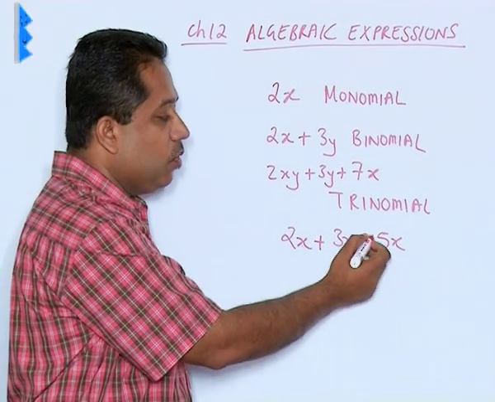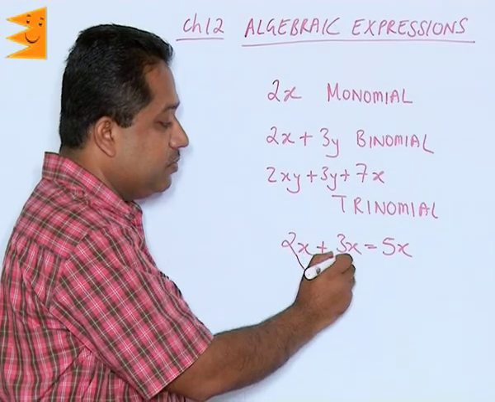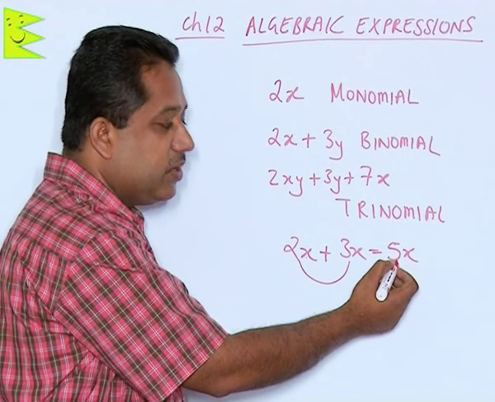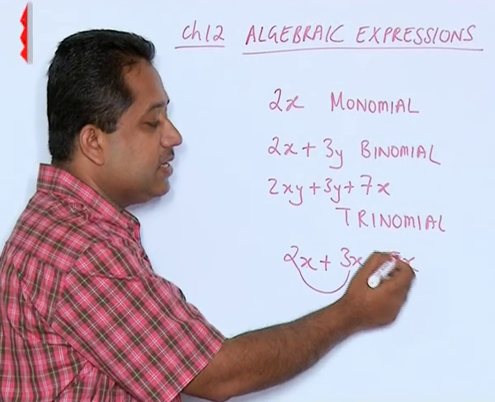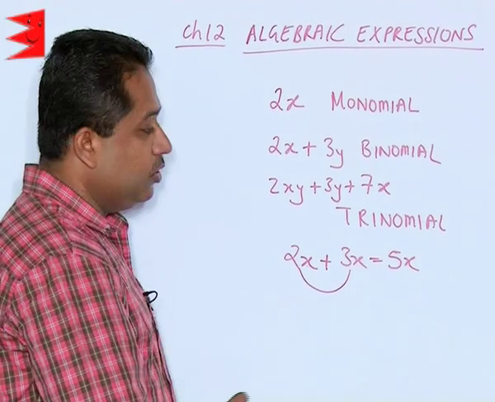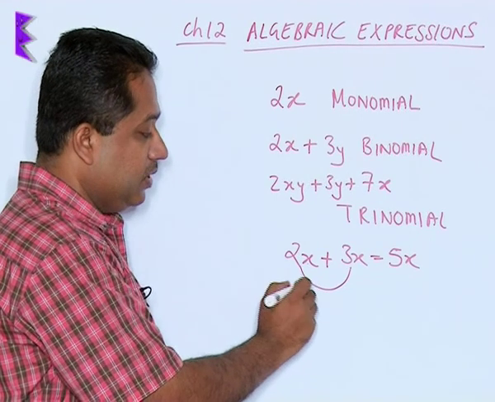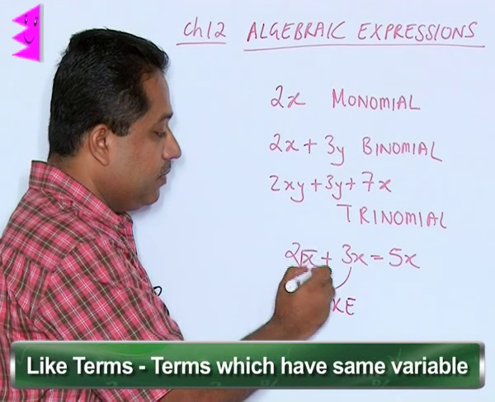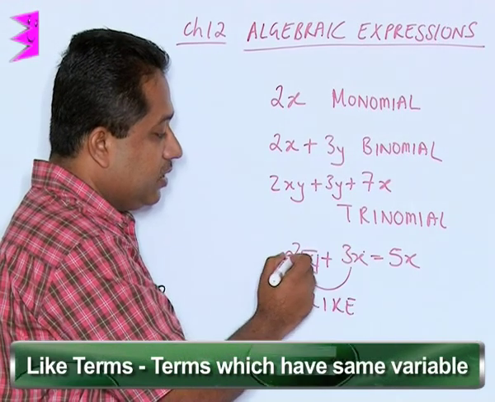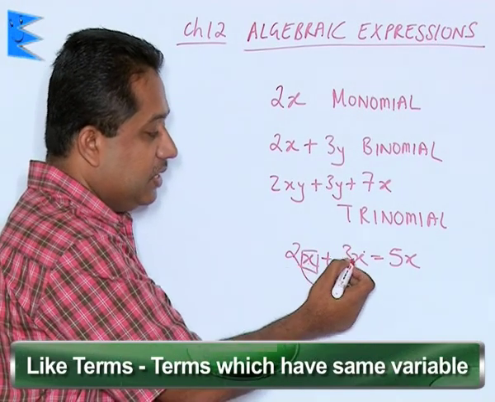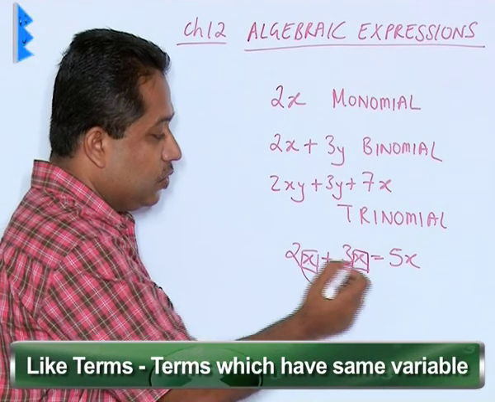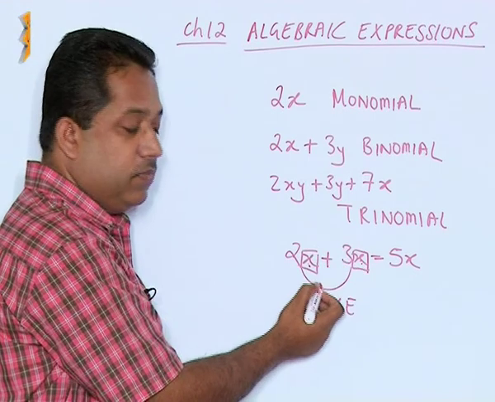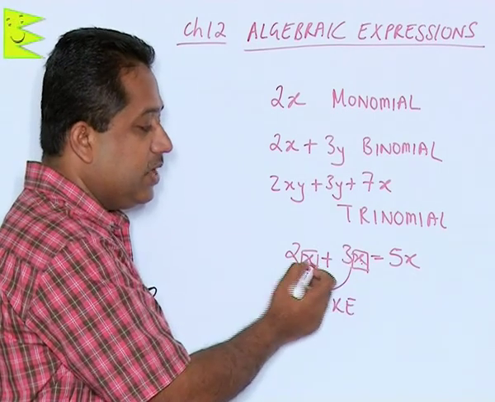It is going to be a monomial because these are like terms, and like terms can be added. And when we add the like terms, we are going to get a single term, and hence we can say that this is a monomial. So, what is the meaning of a like term? Like terms are terms which have the same variable. Here the coefficients are different, but the variable is the same. So, here the variable is x, the variable is x. If the variables are the same, we can say the terms are like terms, we can add them.